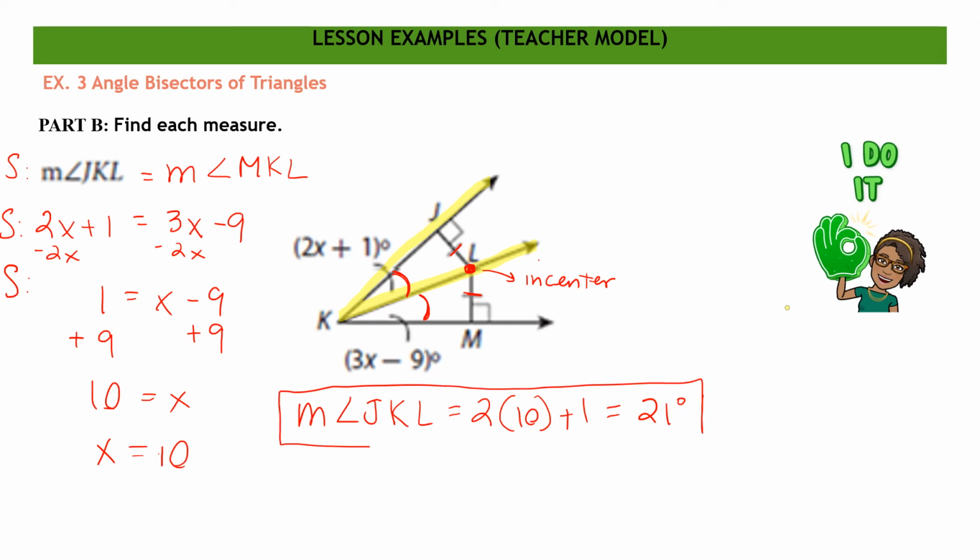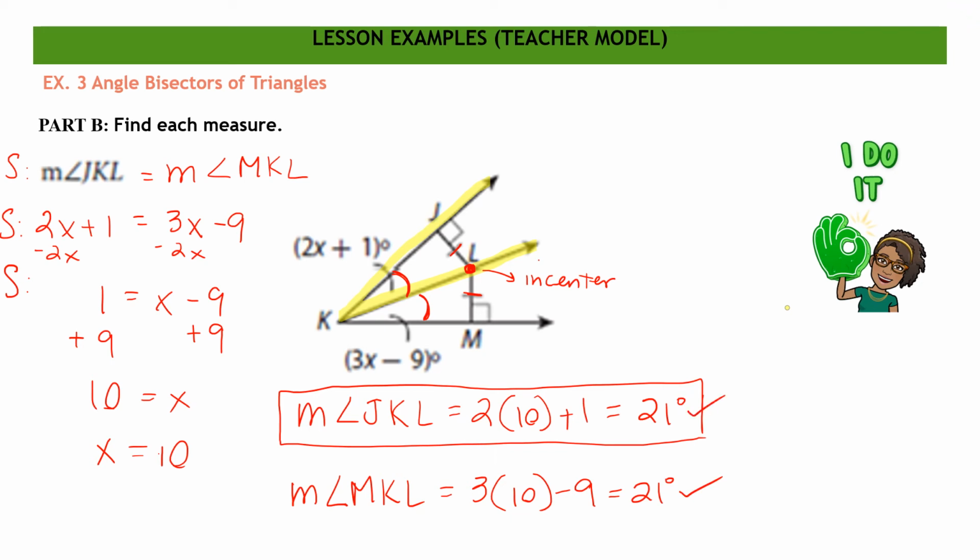But how do I know for sure that this is 21 degrees? Well, I can check the measure of angle MKL, which is 3 times x, which is 10, minus 9. So I have 30 minus 9 gives me 21 degrees. I see that's the same as the measure of angle JKL. So that concludes that these two angles are in fact congruent.